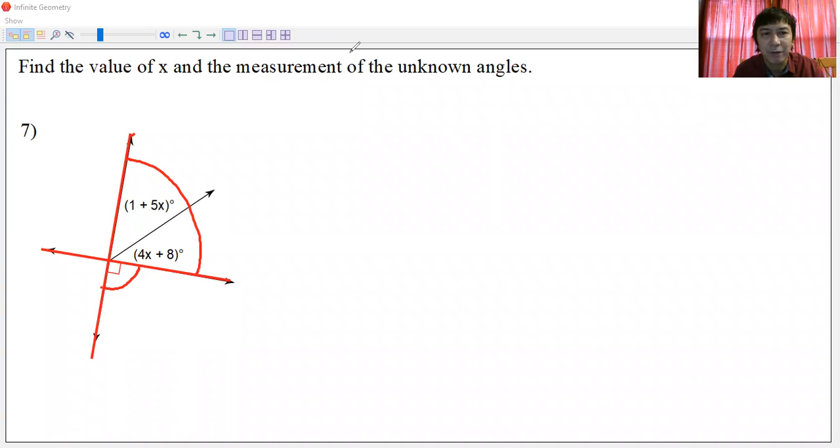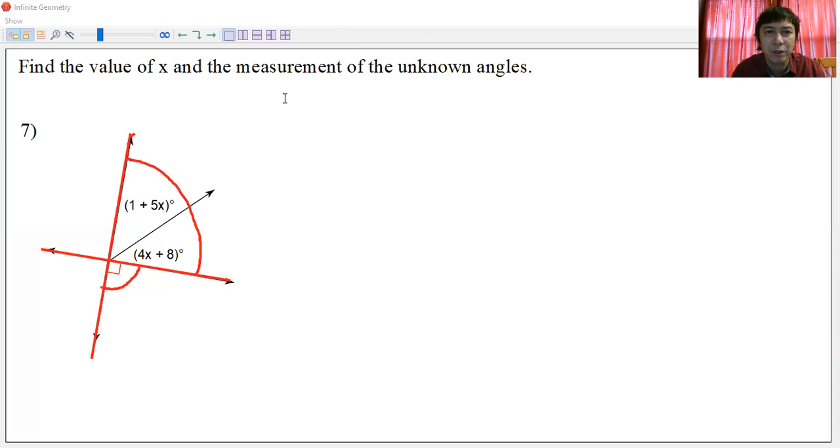So we can say that the sum of 1 plus 5x plus 4x plus 8 is 90. They are complementary because it's the other half of the straight angle. So the total of 1 plus 5x degrees plus 4x plus 8 degrees is equal to 90. You can see it from the diagram. All right, so we can set up the equation.